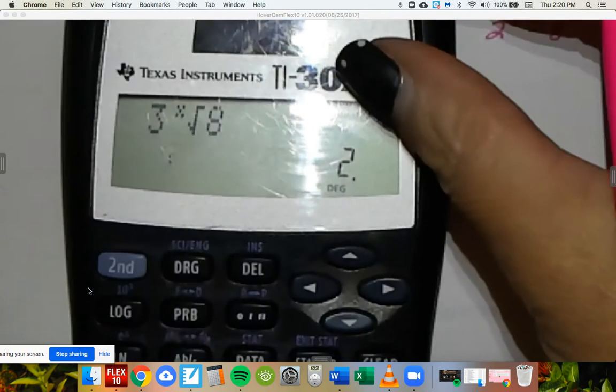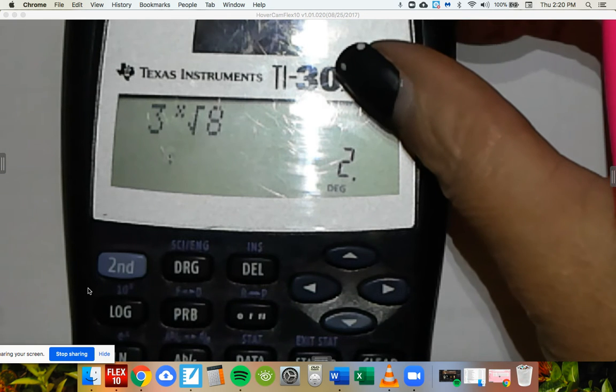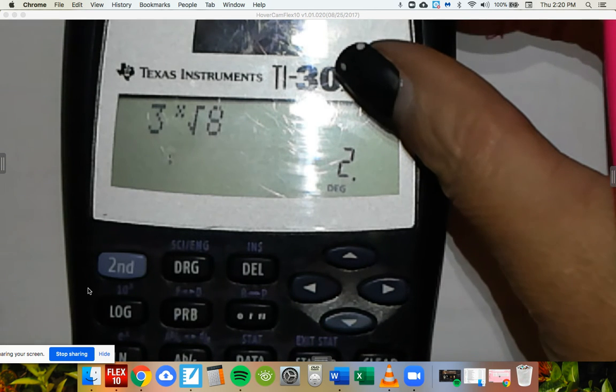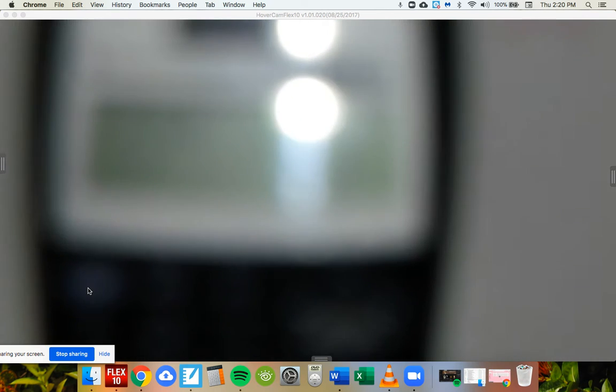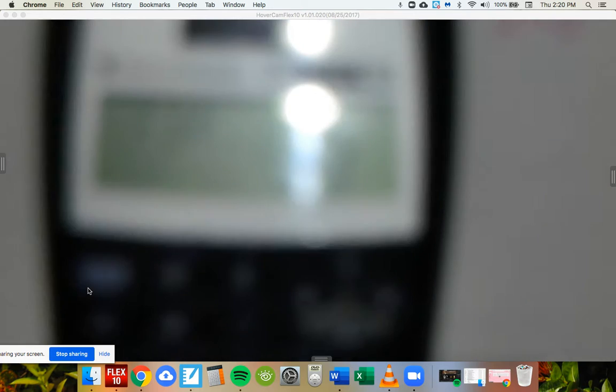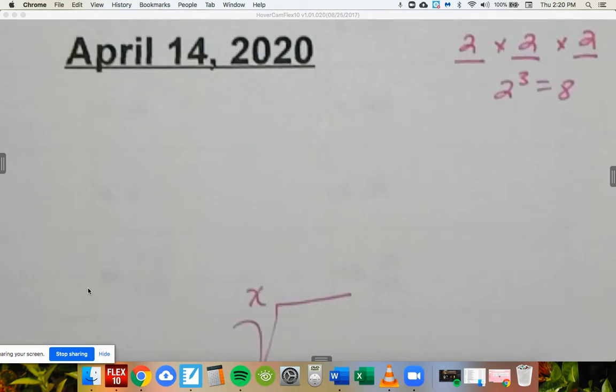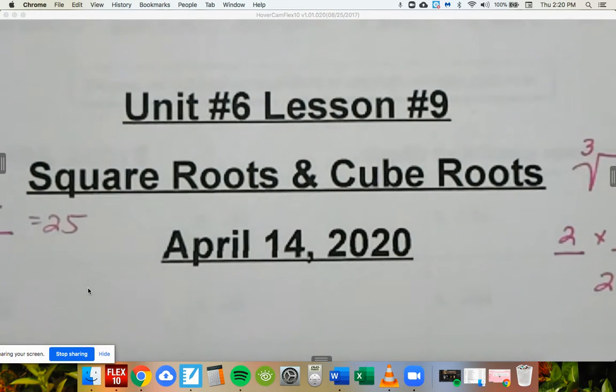So you're going to just have to play with your calculator a little bit and see what steps need to be taken in order to get your calculator to do square root and cube root. All right? That's how you do it for this calculator. Now I'm going to show you other ways to do this where perhaps you won't even need a calculator, and that would be ideal, wouldn't it? Awesome. Okay, so square roots and cube roots.